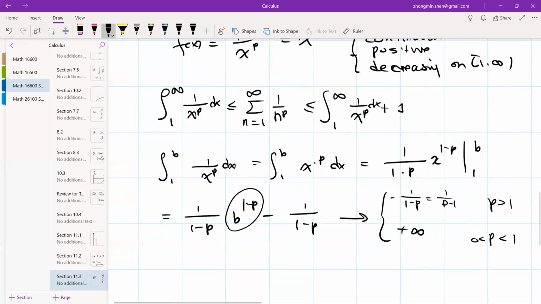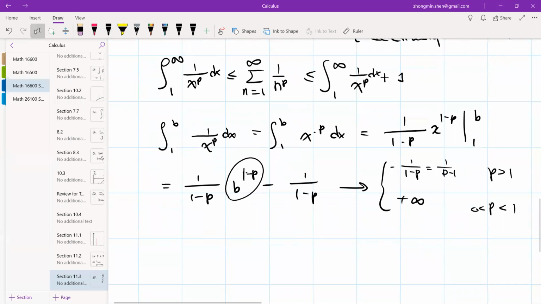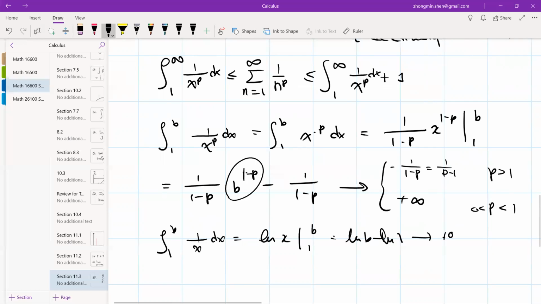What happens when p equals 1? If p is equal to 1, you treat it slightly differently. You have to use a natural log, and the antiderivative is natural log of x. This clearly approaches infinity as b approaches infinity.